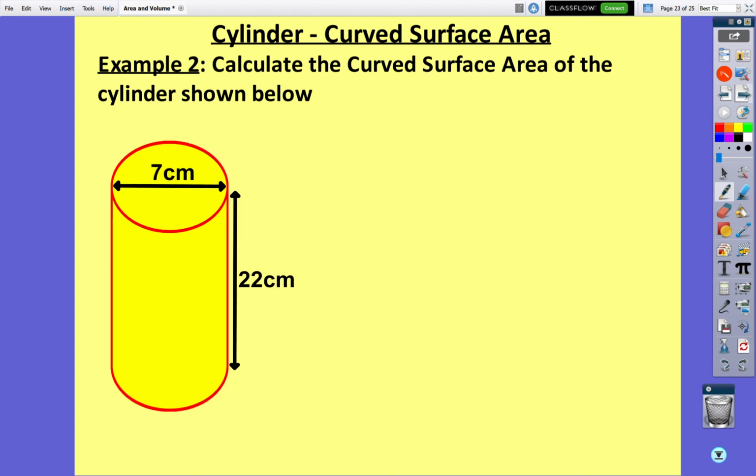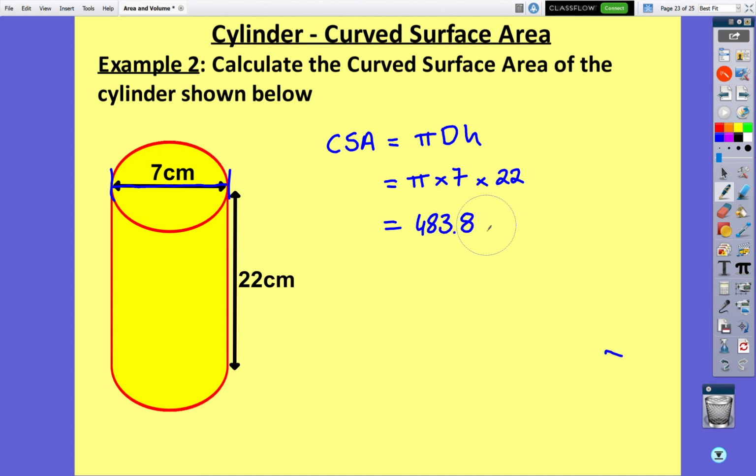Okay, so I'll go through this one as well. So curved surface area, CSA, is pi d h. Pi is the button on your calculator, and the d and the h are from this. H is 22, that's an easy one to spot. We are given the total width of the cylinder, so that is the diameter, 7, so it's just pi times 7 times 22. Okay, 483.8 centimetres squared, because remember it's an area this time.